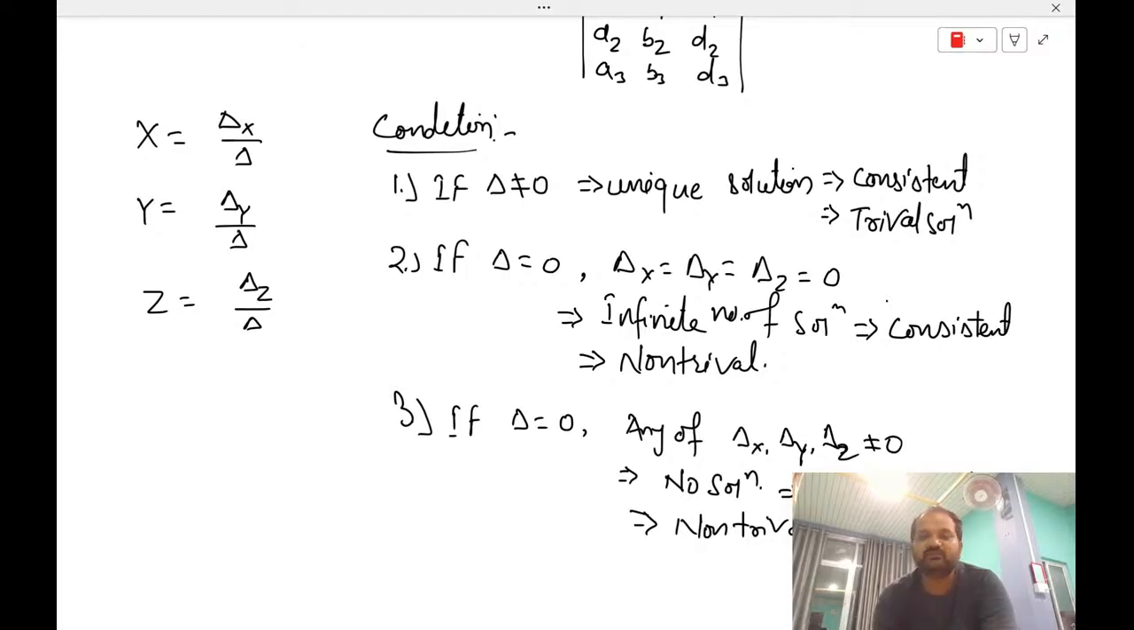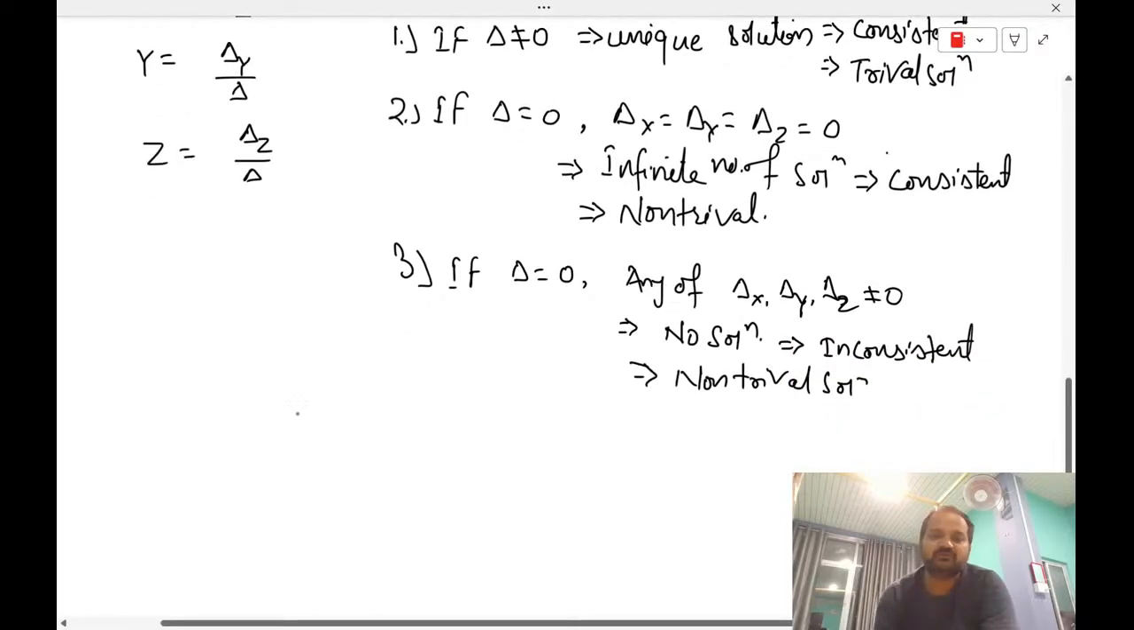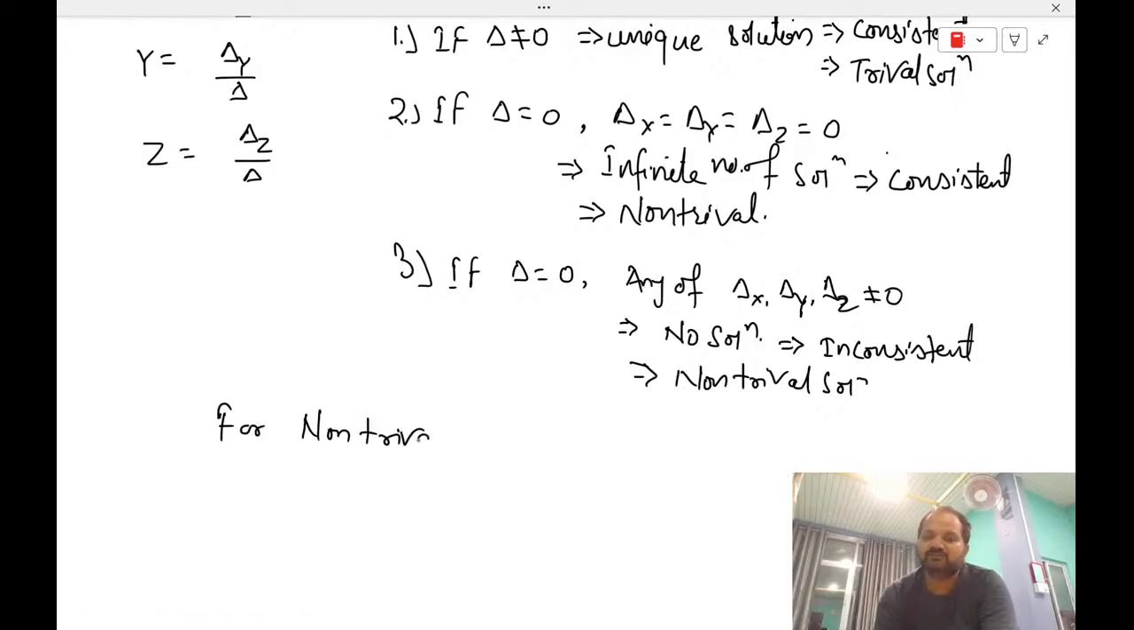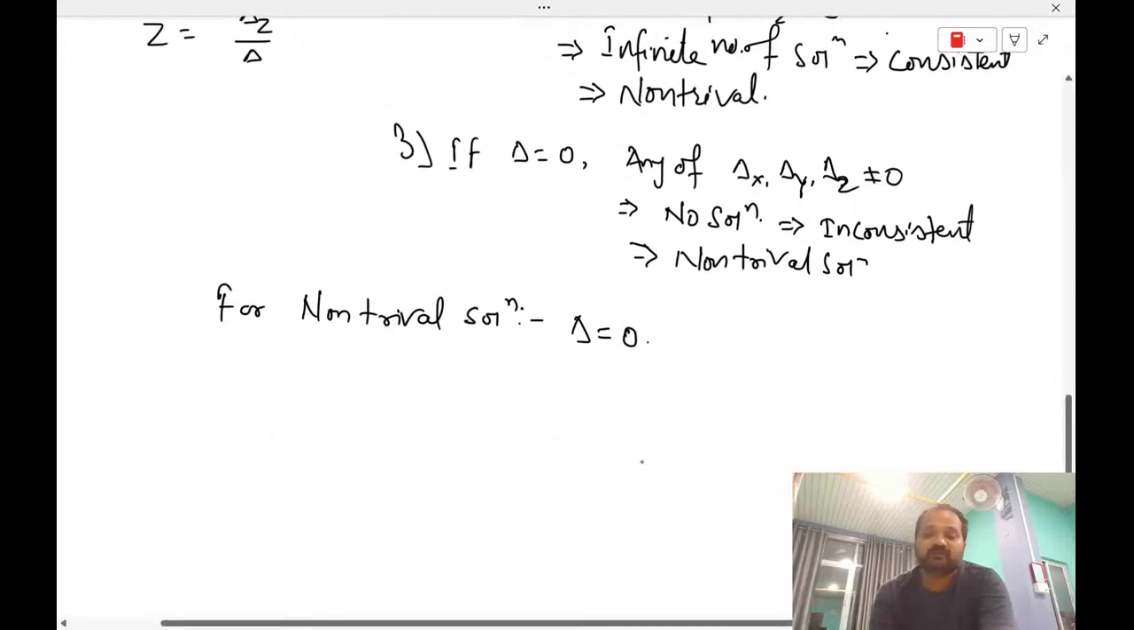The system of linear equations is inconsistent. Mainly the questions in the IIT ask about non-trivial solutions. Many times it will be asked for non-trivial solutions. So if the system of equations is given for non-trivial solutions, we have to make delta equal to 0, and wherever there is any unknown quantity, like lambda, we can find that constant lambda value.